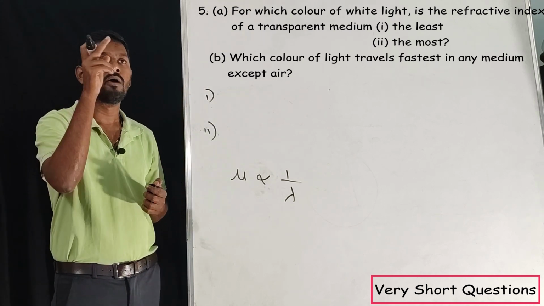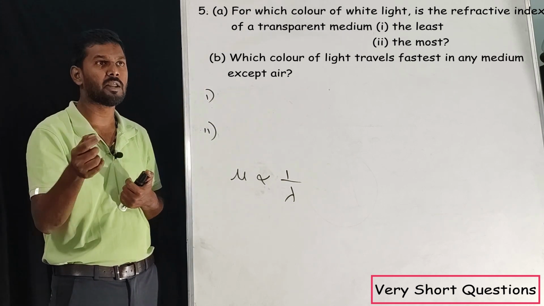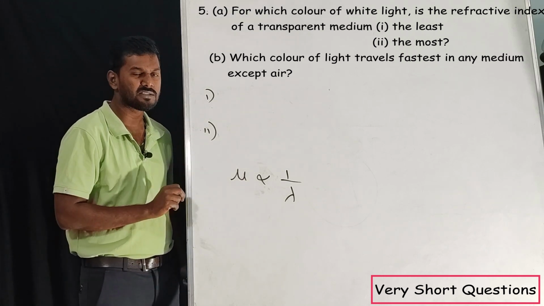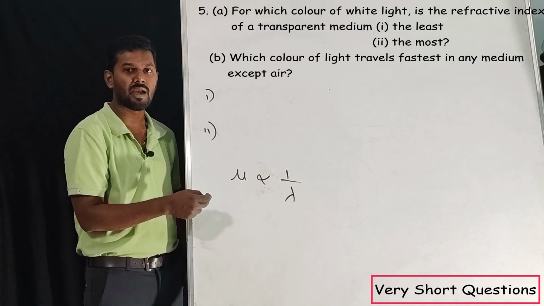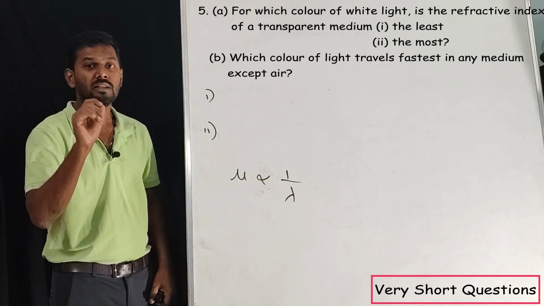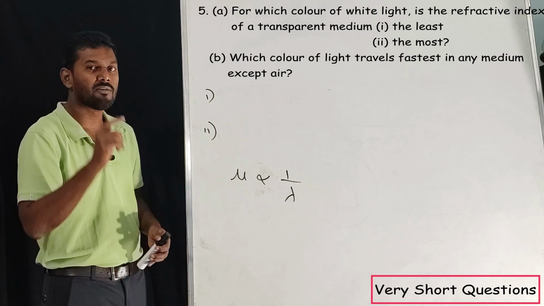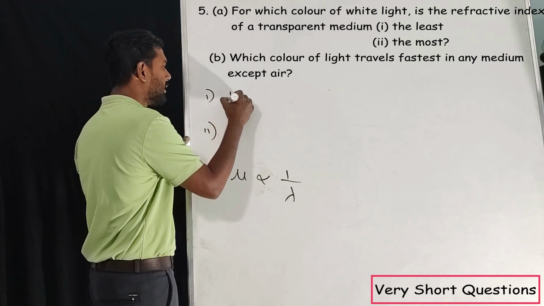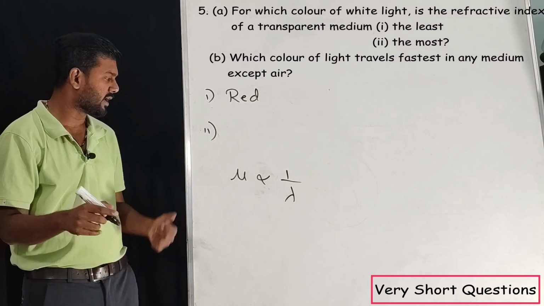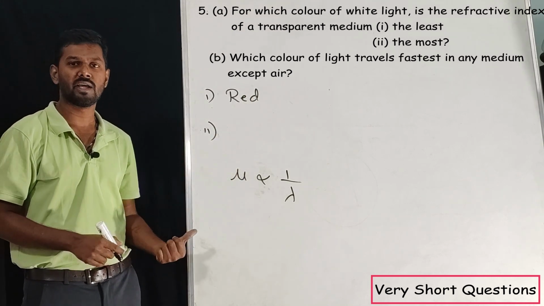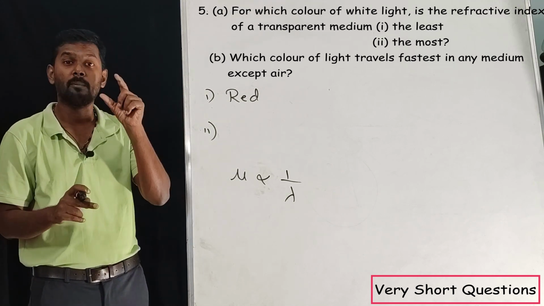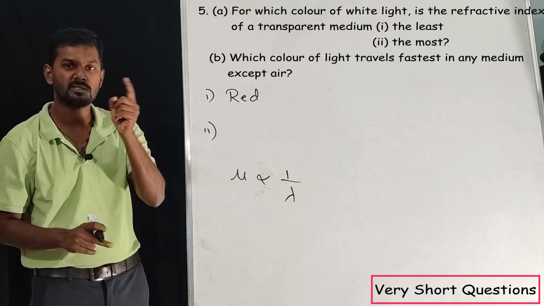They are asking for which color the refractive index of a transparent medium is least. For the color which has maximum wavelength, the refractive index will be least. Then which color of light has maximum wavelength? That is red. Keep this in mind. Red has maximum wavelength, that's why it has minimum or least refractive index. The red has maximum wavelength but minimum frequency, keep this in mind.